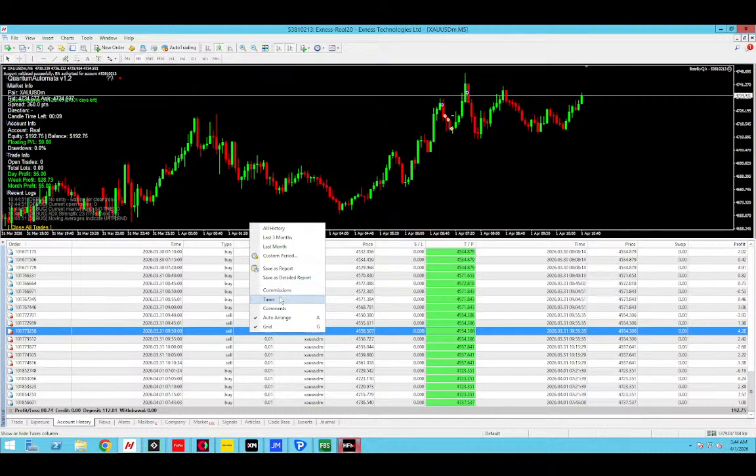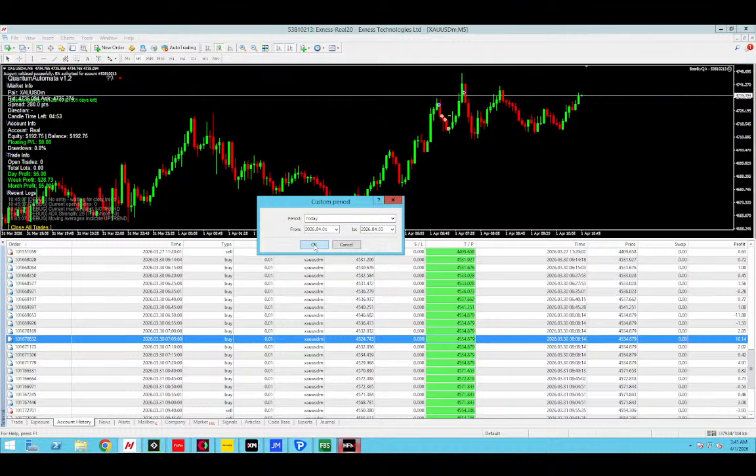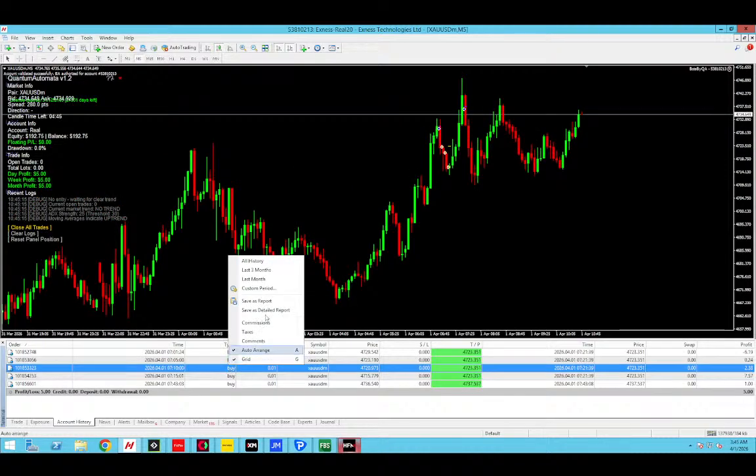Unlike MT5, you can only view it as it is. You can view a defined report. There's no better report system than the MT4 version. So let's just go with that analysis. It's a profitable strategy rather, and save as detailed report. I'm not sure I want to do that now.